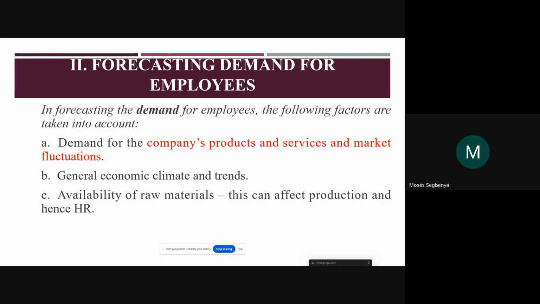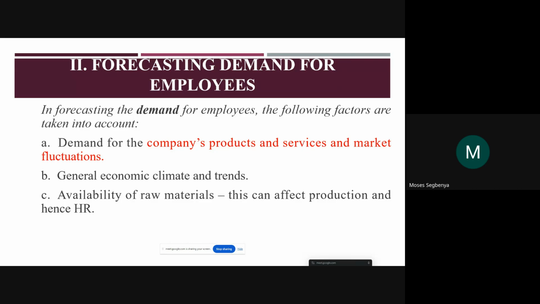Then you should also be able to check on factors like the general economic climate and trends, because if you desire to bring more people, you are going to pay them, and economic factors will influence your ability to pay them or not.